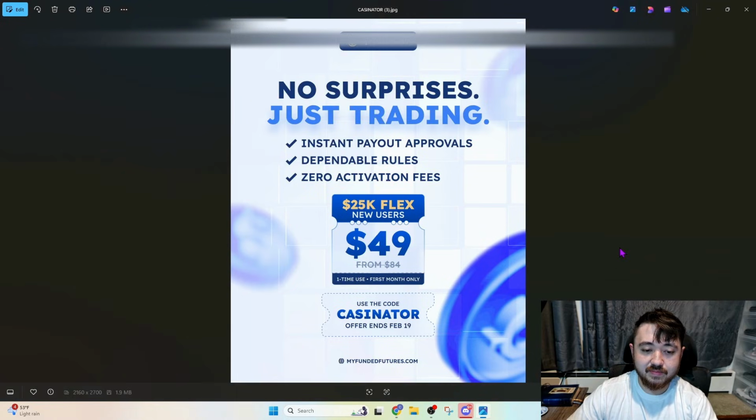And right here they added a big promotion. So right here, $49 if you're a first-time user with MyFundedFutures, so you can get a one-time use 25k flex account, no activation fee for $49, which is a really good deal. And then if you're an existing user, it's $77, so a nice little discount for y'all.